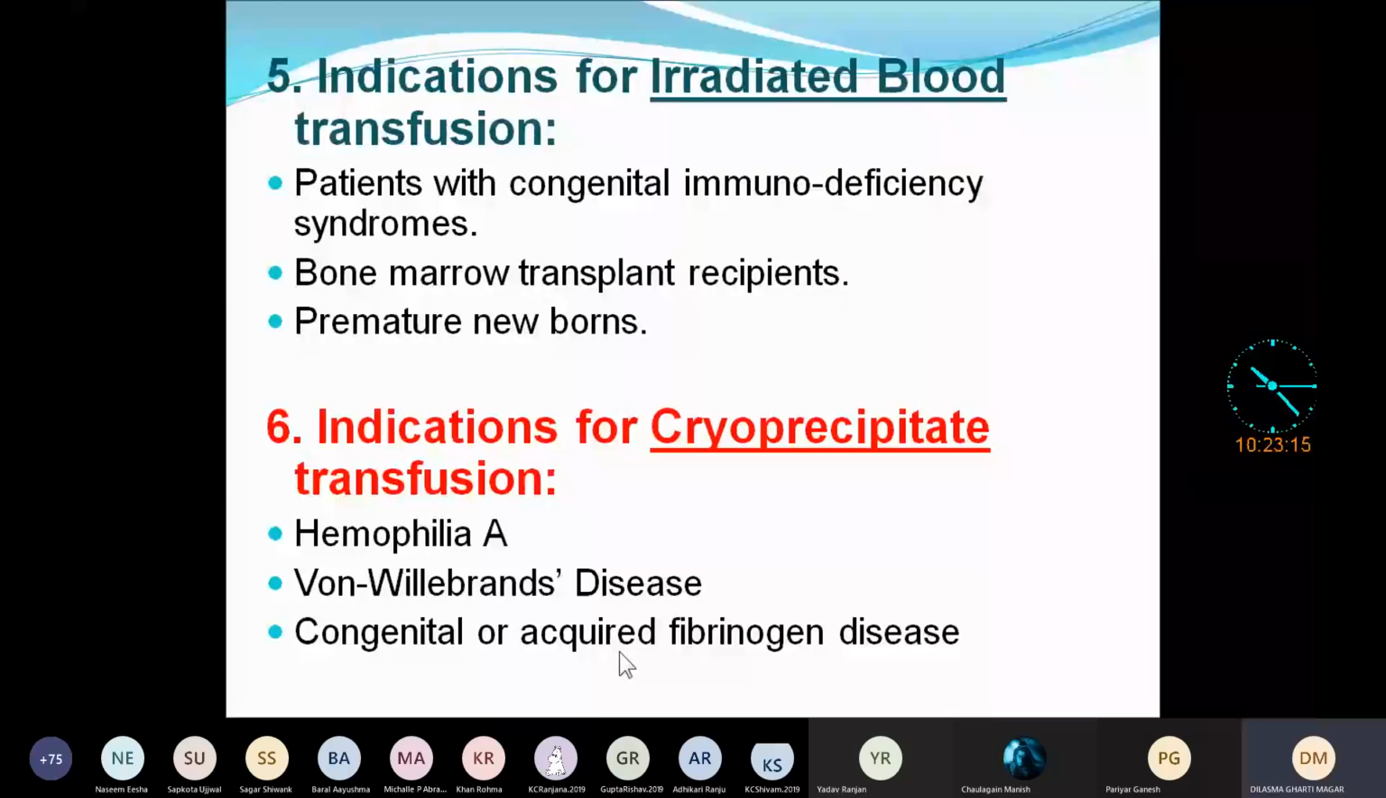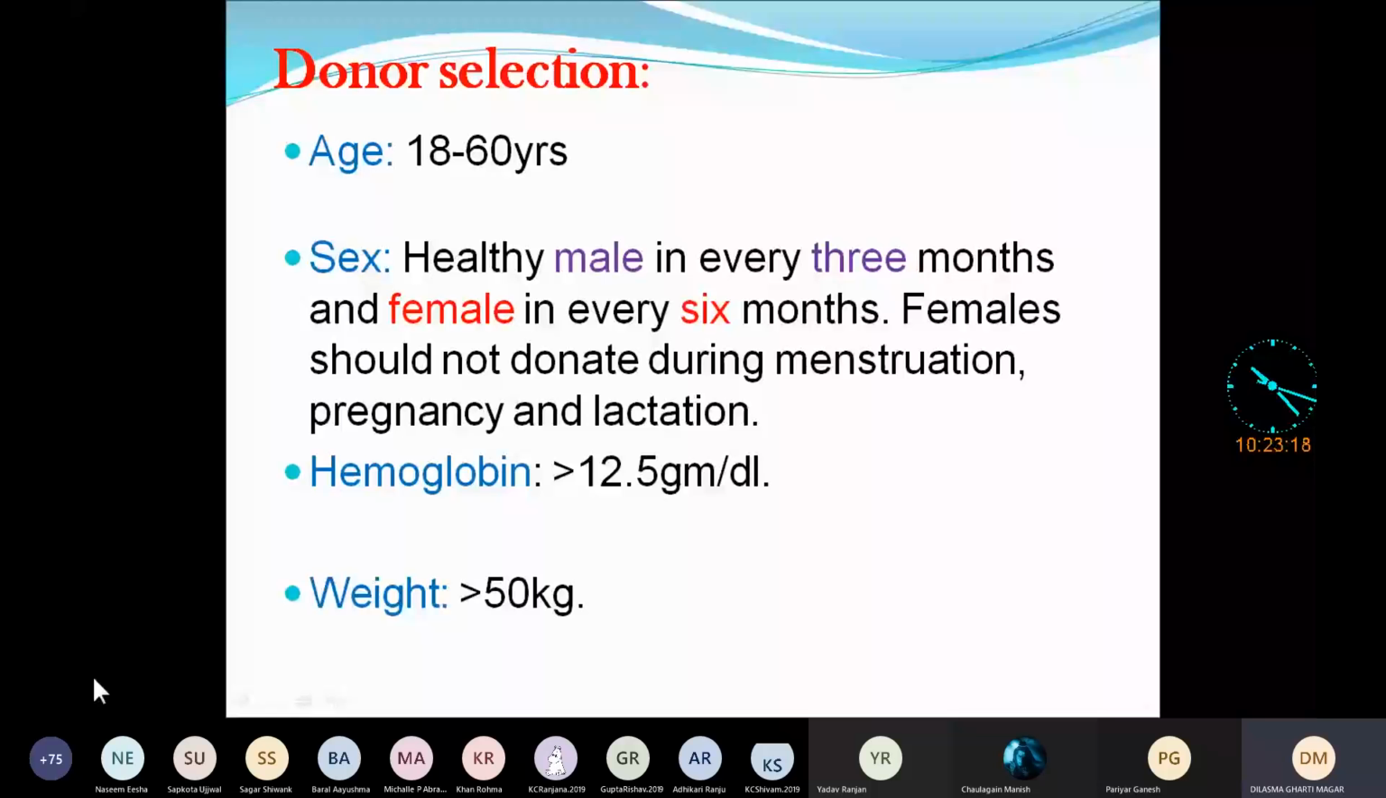Now we will come to the donor selection. The donor selection means when a person can donate the blood. Understood here? Donor selection means which type of persons can give blood, and which disease-having persons cannot give blood. Under this everything comes here.